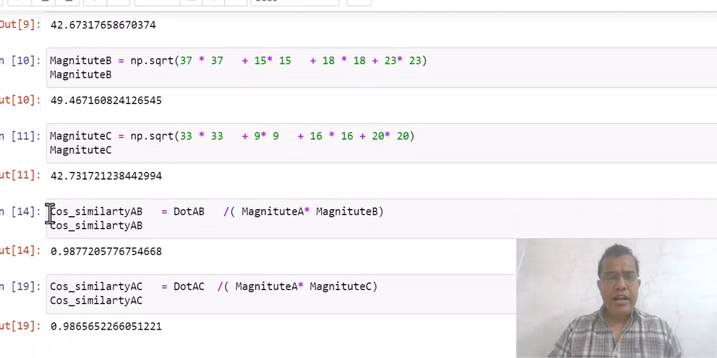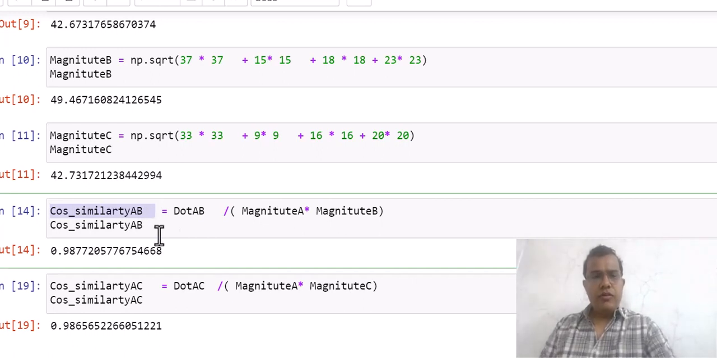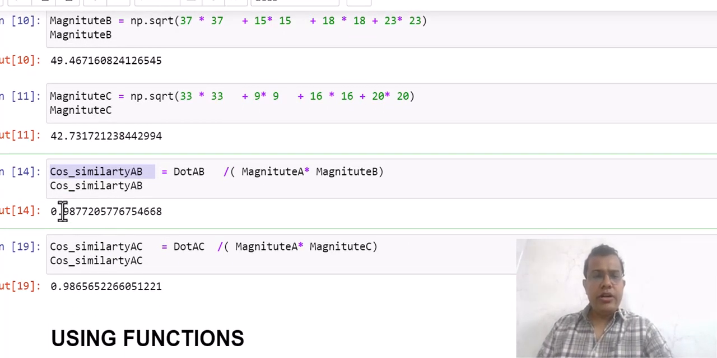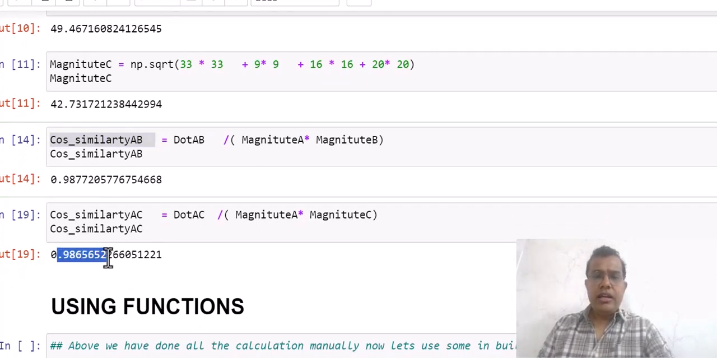Now at cell number 14, I'm finding the cosine similarity of AB. If you notice, the cosine similarity of AB is 0.98 and the cosine similarity of AC is 0.9866.